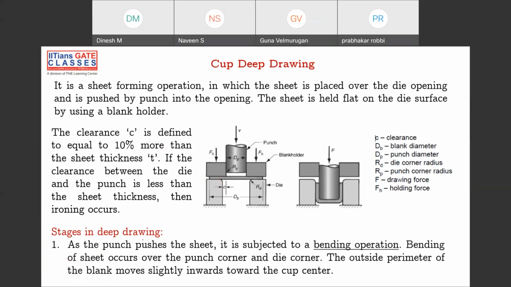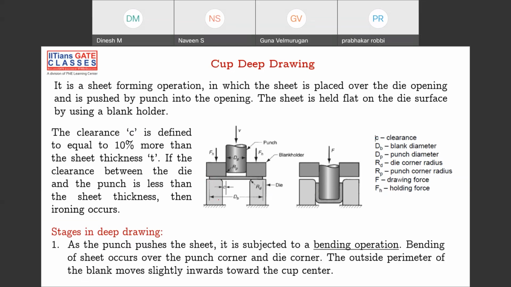Now, what are the stages in deep drawing? There are a few stages. We'll discuss each stage, and then we'll understand how this complete circular sheet is being formed into a cup. So what is the first one? As the punch pushes the sheet, it is subjected to bending operation. Where is the bending operation occurring? Let me know where the bending operation is occurring.